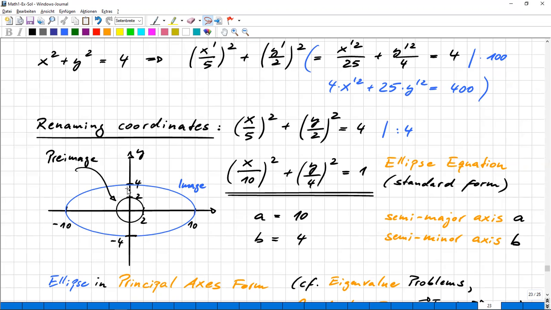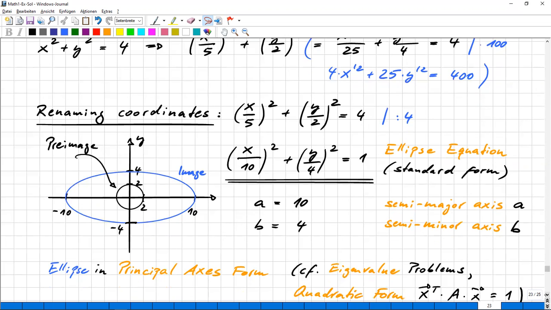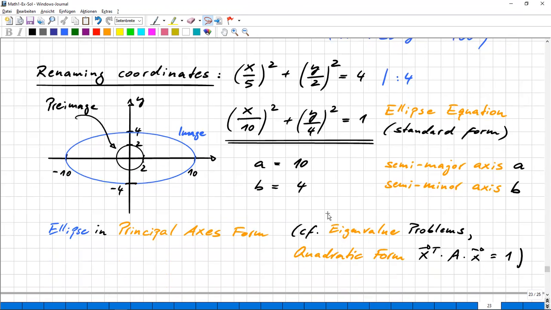And this is called an ellipse in principal axes form. If you prepare yourselves for our last topic before Christmas, which is eigenvalue problems, we will have this topic about principal axes form of so-called quadratic forms. And this will be an interesting topic about quadratic matrices of a special sort. So there's a connection between this topic and the other.